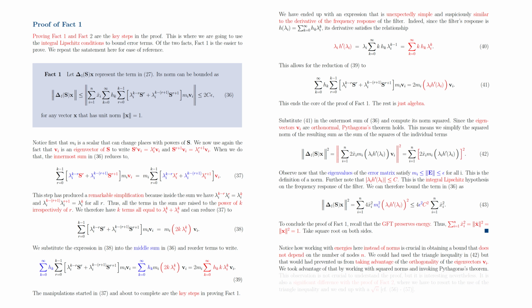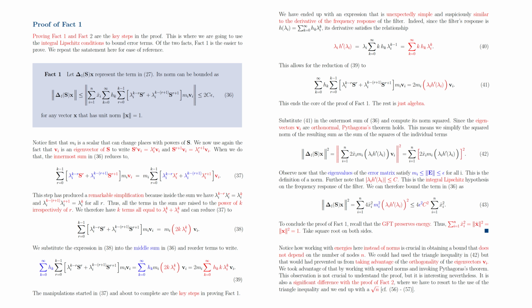Notice how working with energies here instead of norms is crucial in obtaining a bound that does not depend on the number of nodes n. We could have used the triangle inequality in 42, but that would have prevented us from taking advantage of the orthogonality of the eigenvectors v_i. We took advantage of that by working with square norms or energies and invoking Pythagoras' theorem. This observation is not crucial to understanding the proof of fact 1, but it is an interesting observation nevertheless.